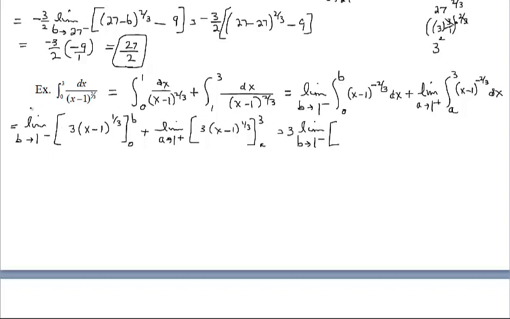Okay, so by my moving the 3 out front, I'm just plugging in b for x. So b minus 1 to the 1/3, or cube root, minus, plug in 0, 0 minus 1 to the 1/3 power. Okay, this is a plus.